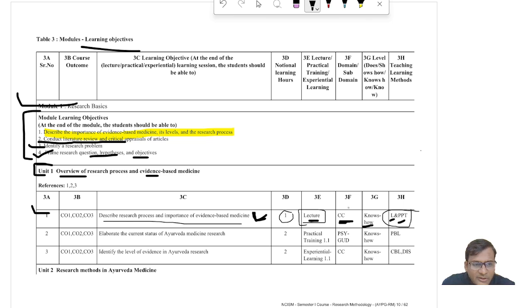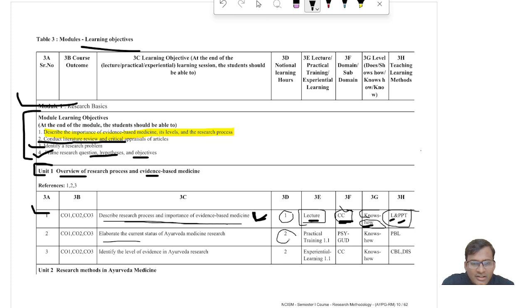And the domain of this particular teaching method is CC, that is cognitive and comprehension. CC means cognitive comprehension. For these abbreviations you have to refer to the end of this curriculum. They have given an annexure where they have explained what is CC and everything. So here the level is knows how. Knows means how the research process will be done and the importance of evidence based medicine. Then the second point in this unit is elaborate current status of Ayurveda medicine research.